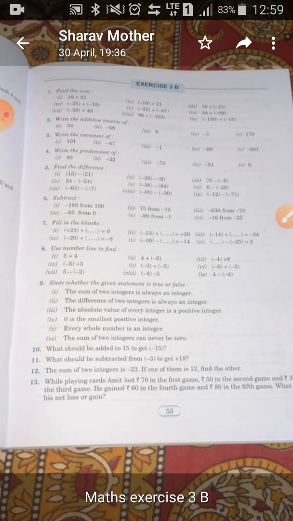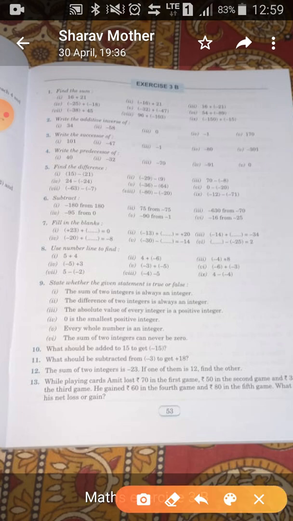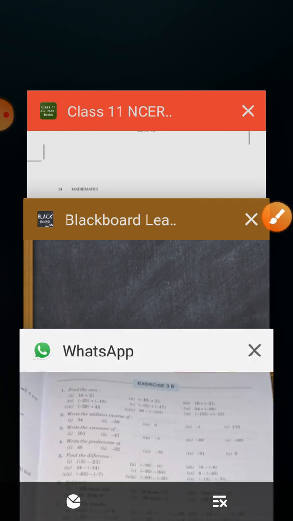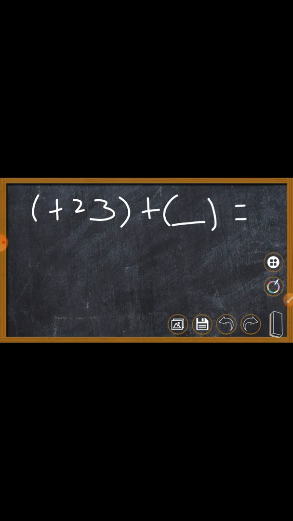Okay, so let us do sum number 7's 1. The sum is saying plus 23 plus blank is equal to 0. Okay, so let me copy this down. It's written plus 23 plus blank is equal to 0.